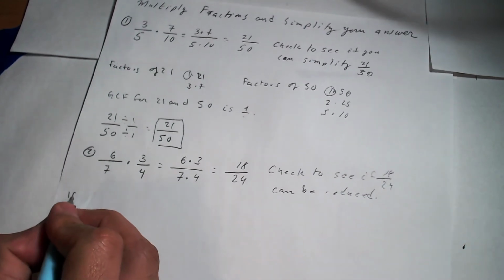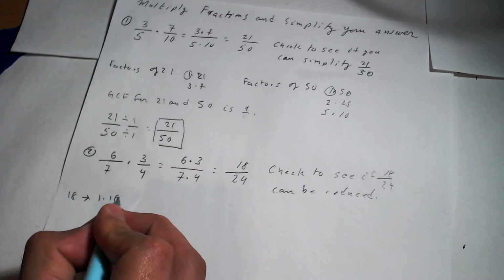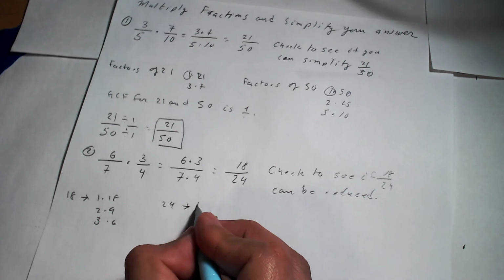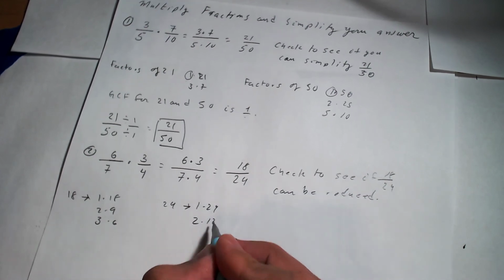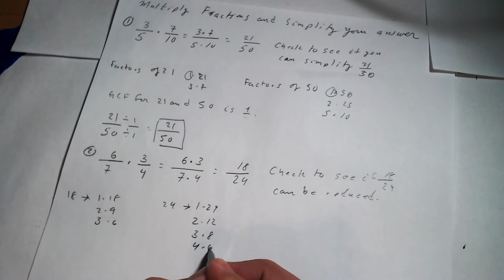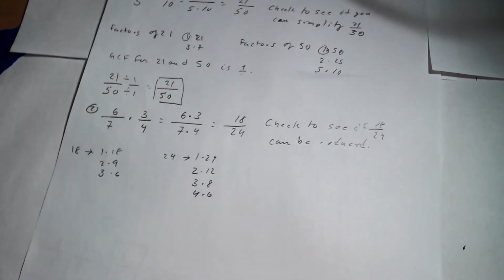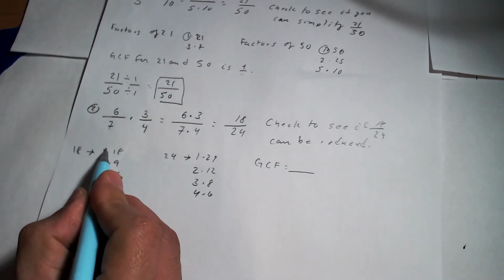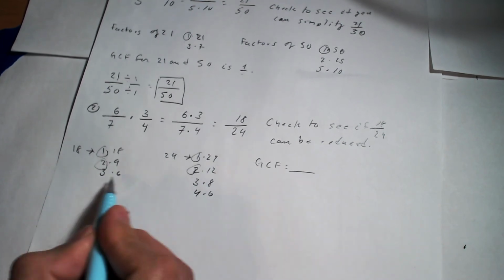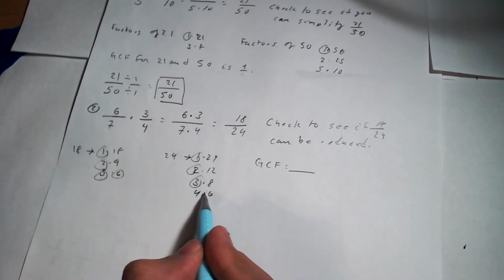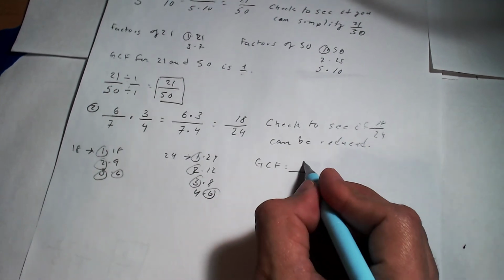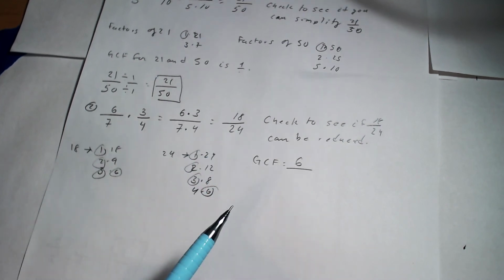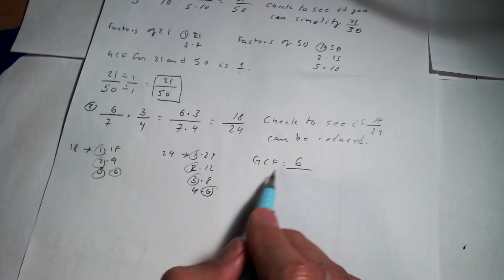So I get the factors of 18, which are 1 and 18, 2 and 9, 3 and 6, and I get the factors of 24, which are going to be 1 and 24, 2 and 12, 3 and 8, 4 and 6. So then what's the greatest common factor? So they have a 1, have a 2 in common, have a 3 in common, have a 6 in common, and that's it, right? So the GCF for 18 and 24 is what? 6 there, right?